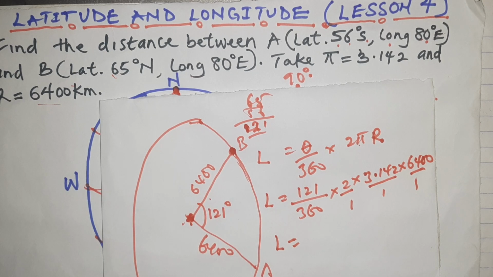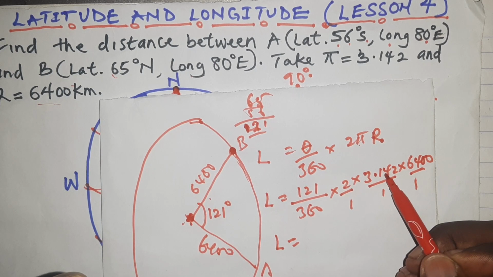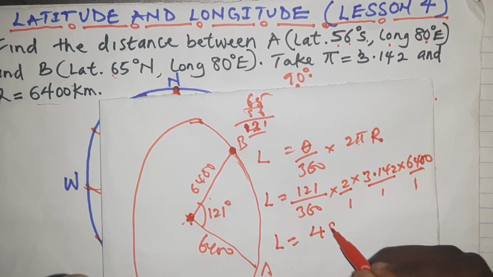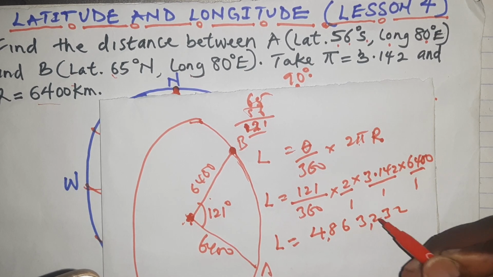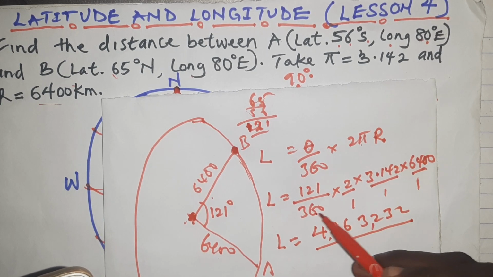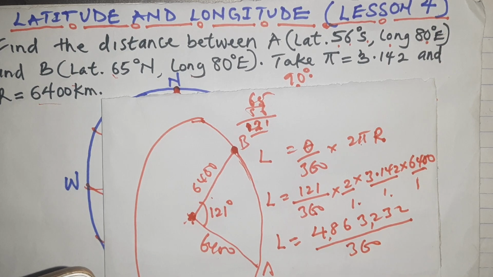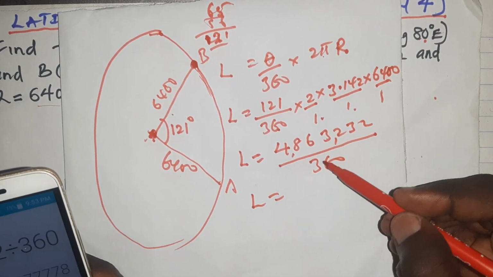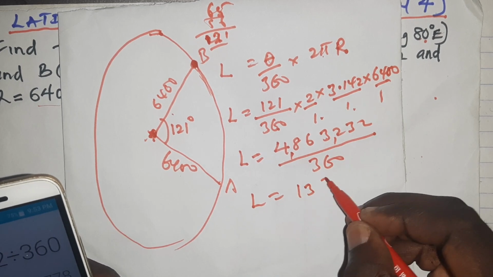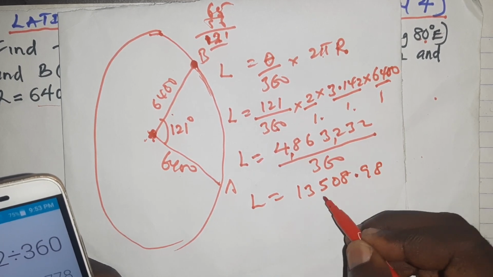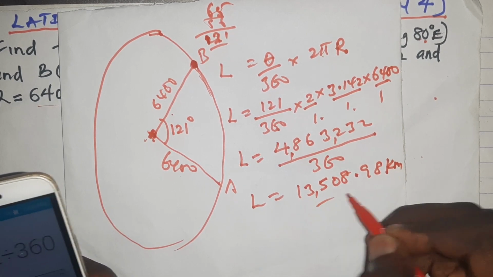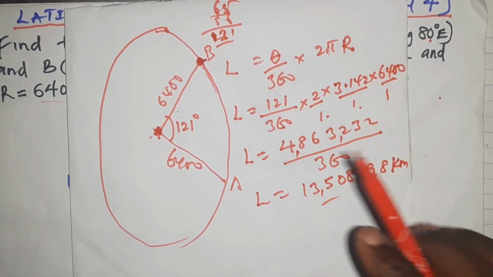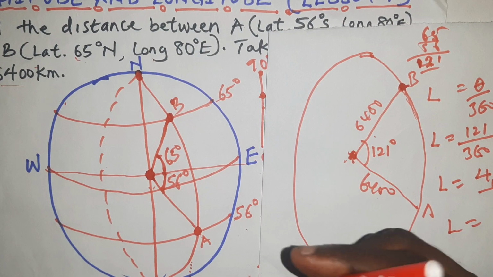The length will now be equal to, I have my calculator here. So 121 times 2 times 3.142 times 6,400 gives me 4,863,232. That's 4,863,232 over 360 times 1 times 1 times 1 still gives me 360. If you divide this by this, you get 13,508.98 kilometers will be the length, the distance between point B and point A. That's the distance between these 2 points.